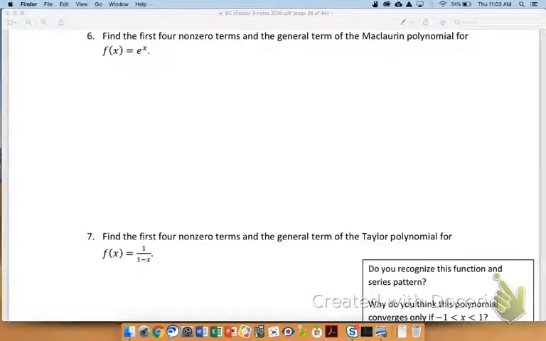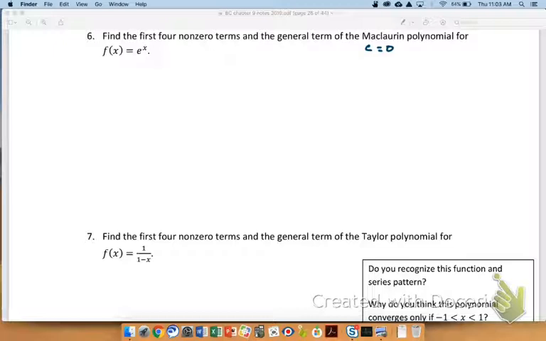But number 6 says find the first 4 non-zero terms of the general term for the Maclaurin. And when you see Maclaurin, then we know for sure the centering point is automatically 0. What was the easiest thing about number 6? Yeah, the derivatives. It doesn't matter what degree it is, it's all just going to be e to the x. So that actually is pretty nice. So I'm going to say Maclaurin means c equals 0 for my centering point.